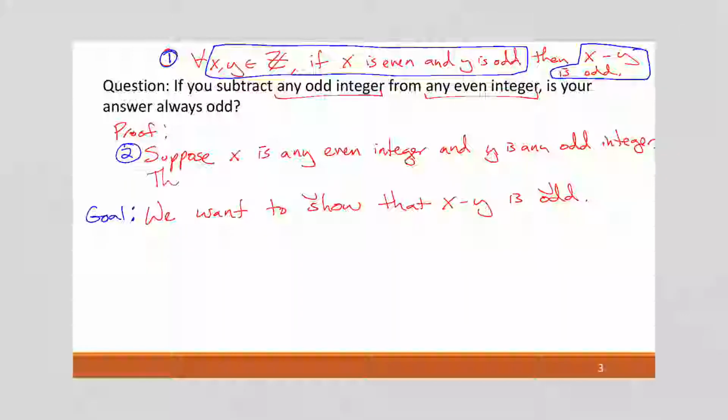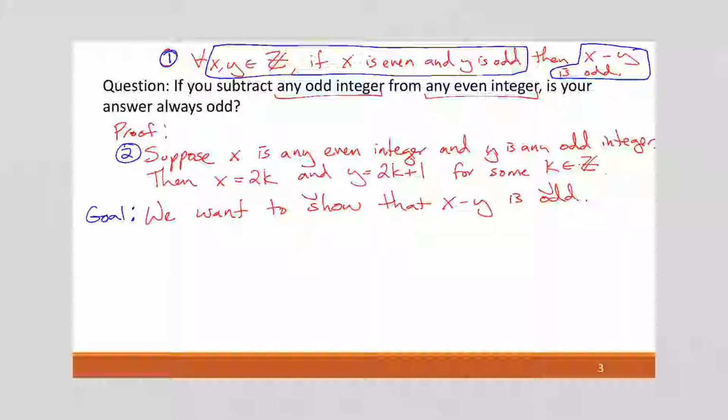So I'm going to say then x is even, so I'm going to let x equal 2k, and y is odd, is 2k plus 1 for some k in the integers. Oops, this is wrong. This is a really common mistake. Does anybody see what I did? It's a really common mistake.